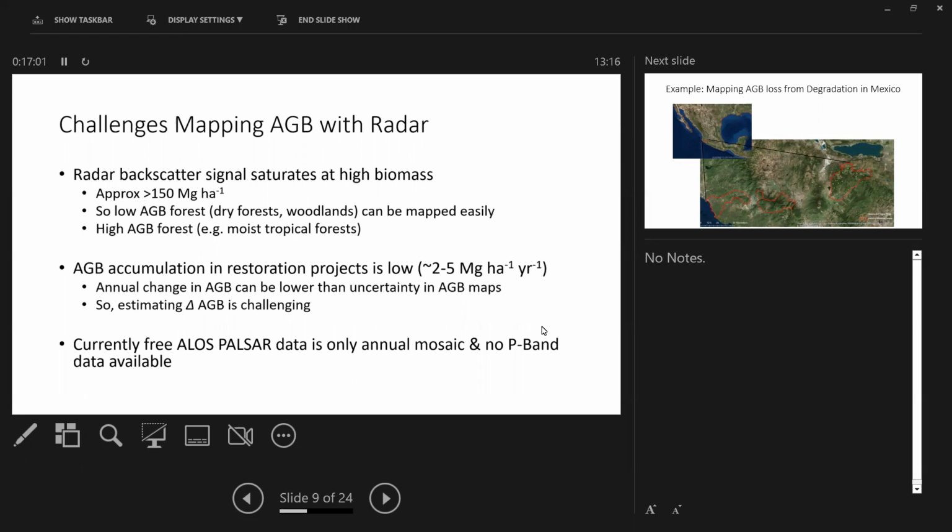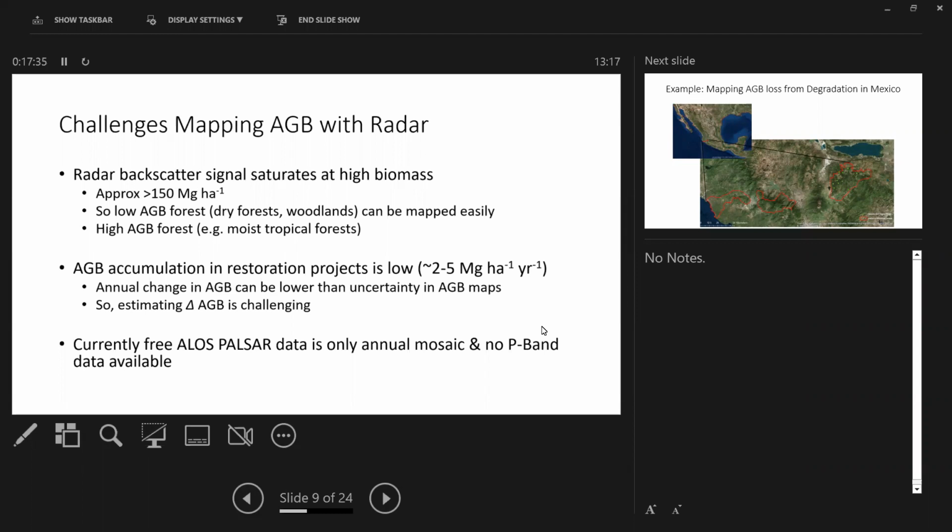And also when we're looking at annual recruitment and accumulation of biomass within these restored forests, we're interested in how fast forests are regrowing. Accumulation, I wouldn't call it slow, but it's relatively low value, maybe somewhere around 2 to 5 tonnes per hectare per year. But annual change can often be lower than the uncertainty in your mapping products. So trying to pick apart what is error and what is actual growth is really difficult.